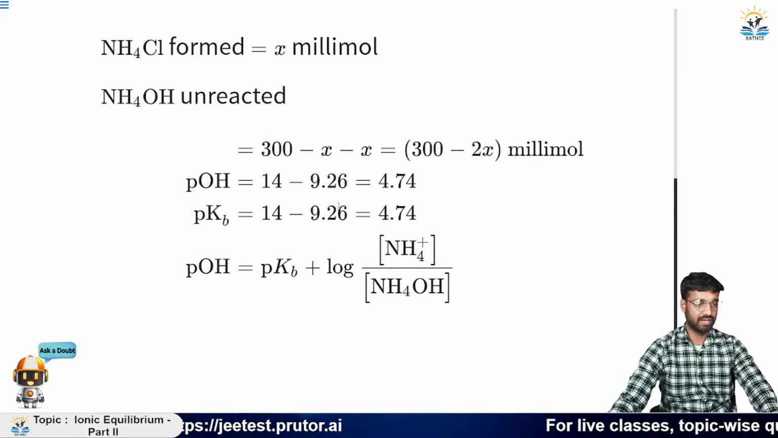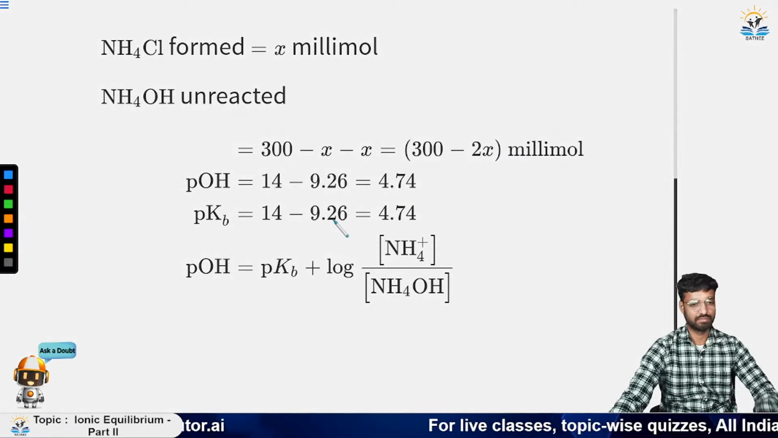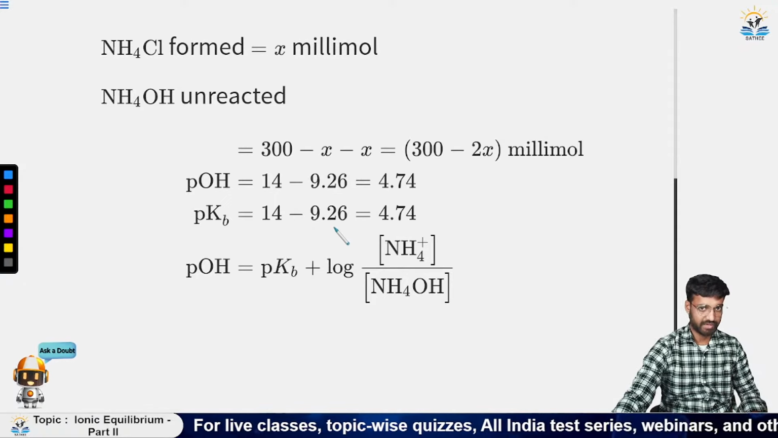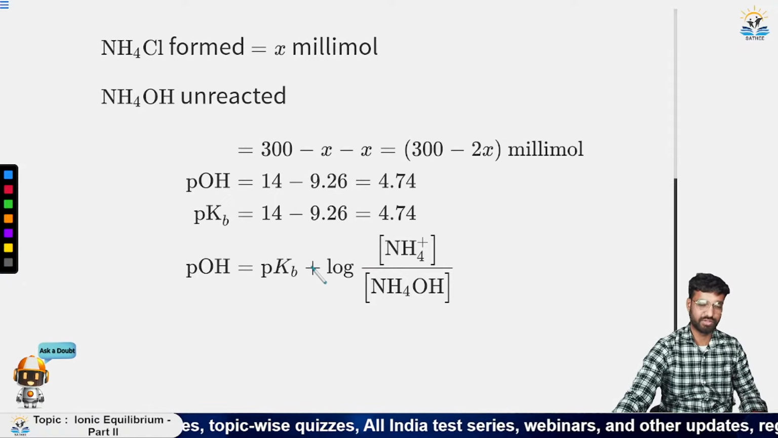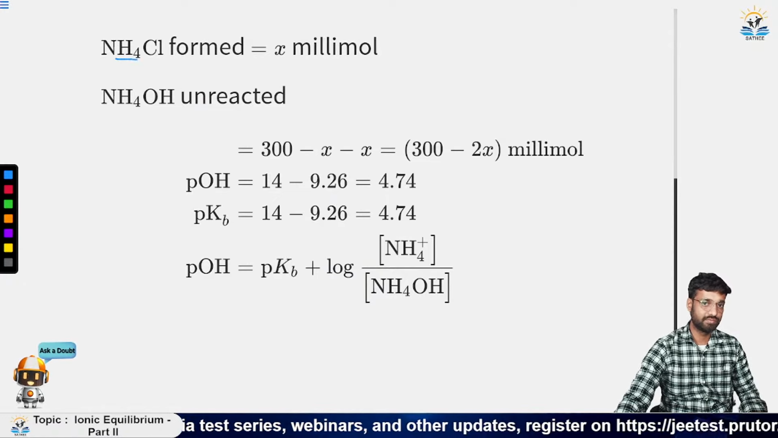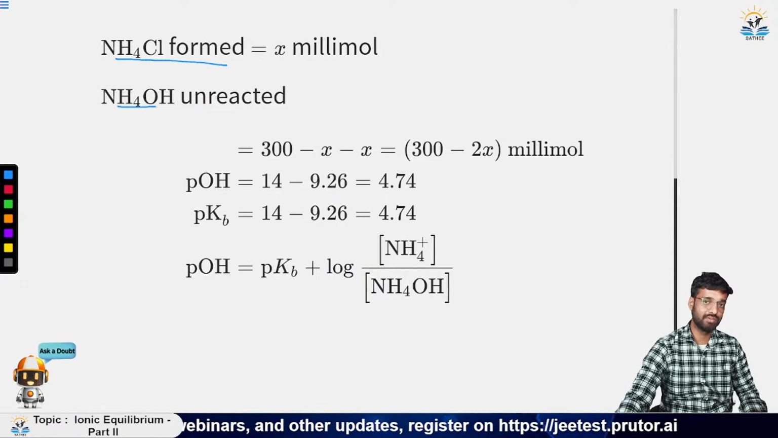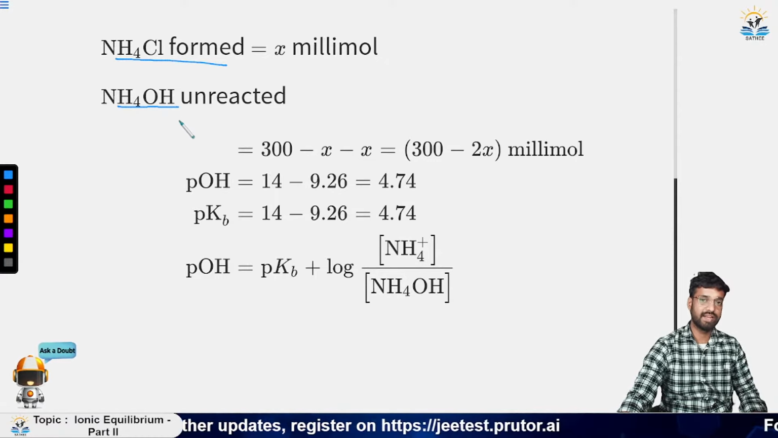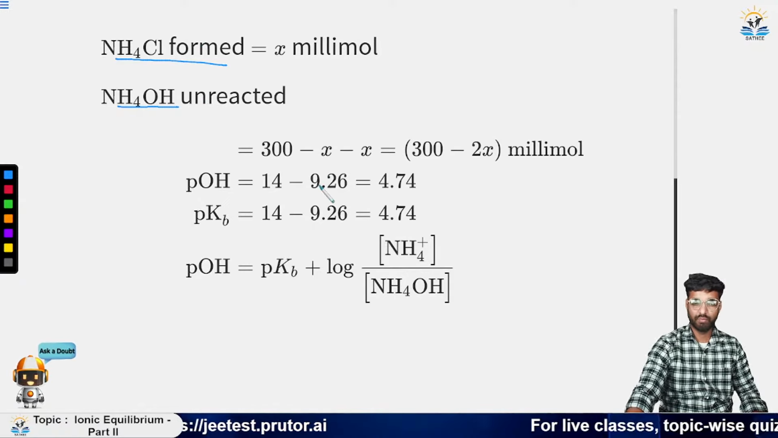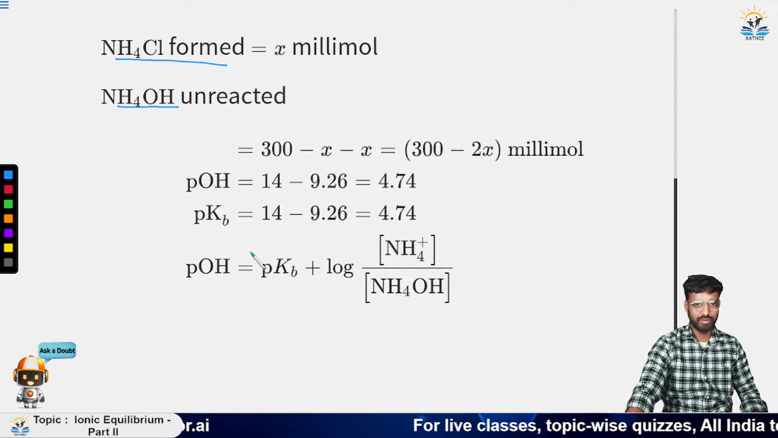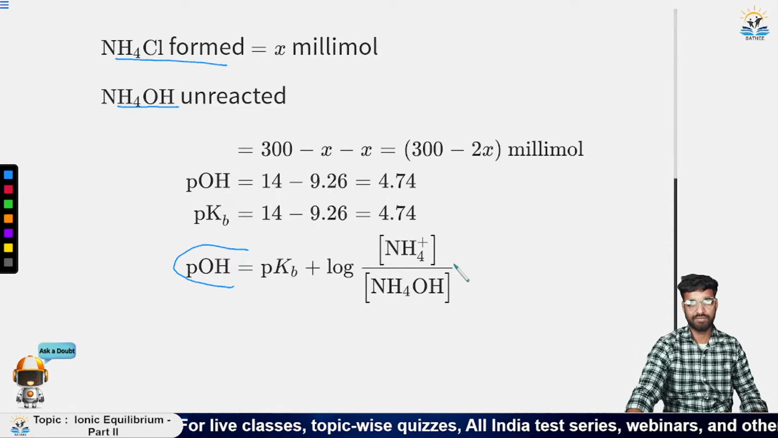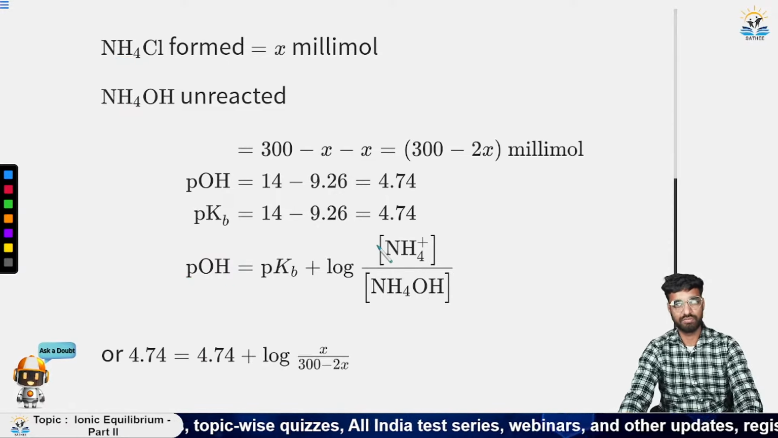Now we see here that it is a kind of buffer solution, because we are having an amount of salt and some amount of a weak base that is unreacted. So we are having a weak base and its conjugate acid, so it is a buffer solution. We know the formula for it very well. So it is pOH equals pKb plus log of NH4+ by NH4OH. So we'll put those things here.